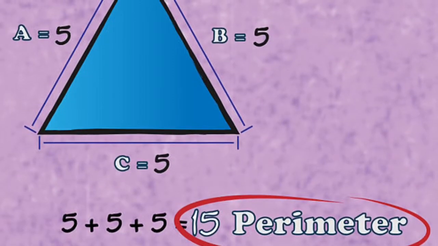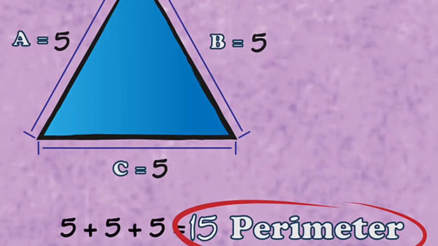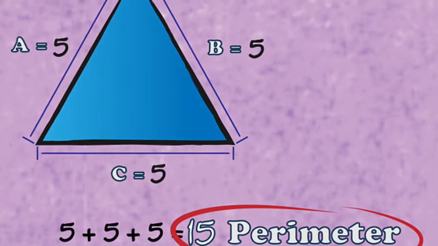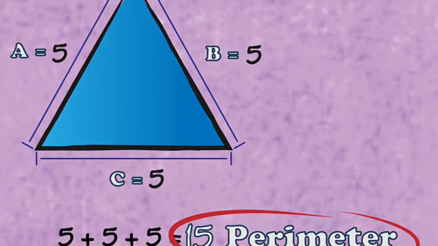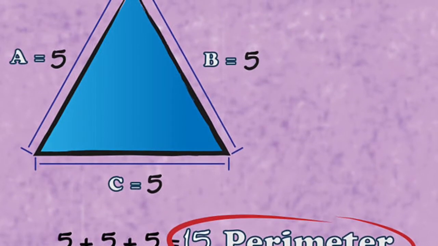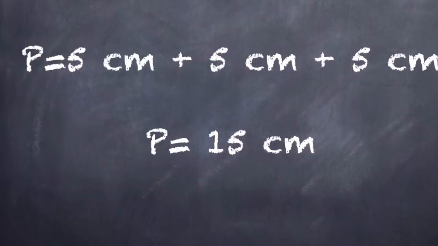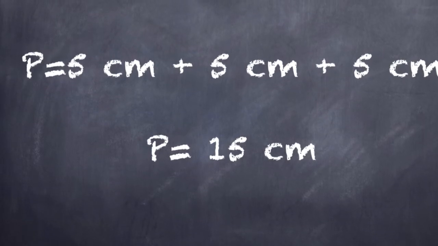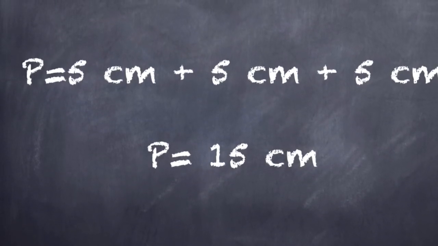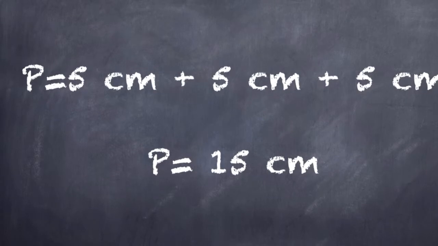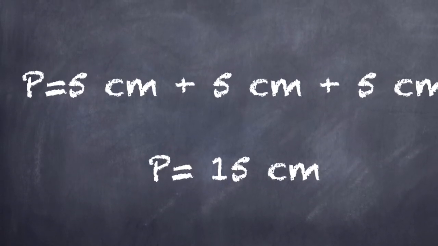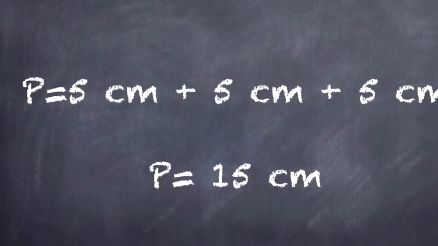Here is a triangle with all 3 sides having the same length. Again, the units are not shown, so let's just say the perimeter of this triangle was measured in centimeters. When we do the math, we add all the sides, which would be 5 plus 5 plus 5, giving us a total of 15 centimeters as our perimeter.